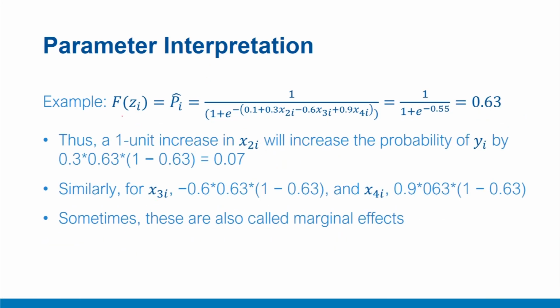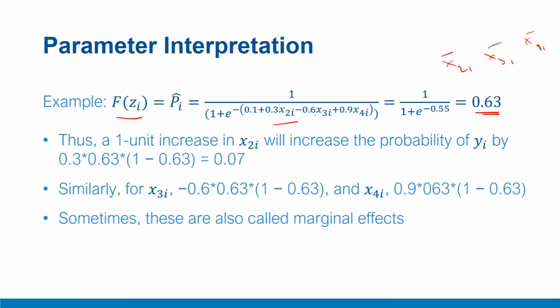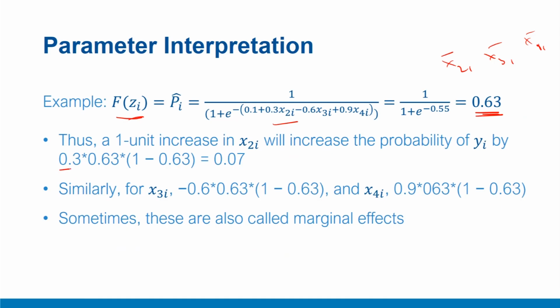So first we'll compute the value of f of zi at the mean values, that is x2i bar, x3i bar, and x4i bar. As we saw in the previous slide, these mean values are available to us. Using these mean values, we compute the value of f of zi, which works out to 0.63. Now we can simply compute this expression: beta 2 times f of x2i into 1 minus f of x2i, which works out to beta 2, which is 0.3, into f of zi, which is 0.63, into 1 minus 0.63.